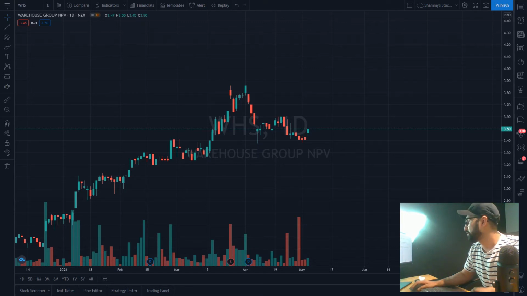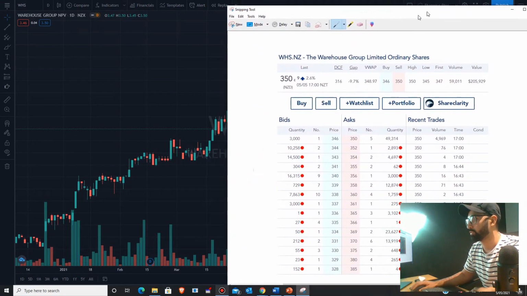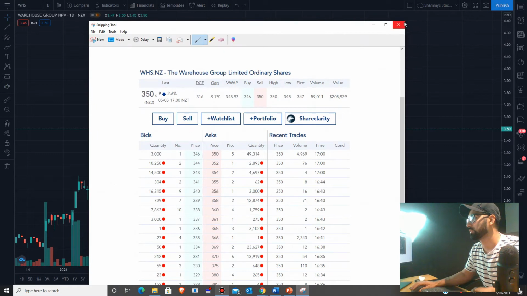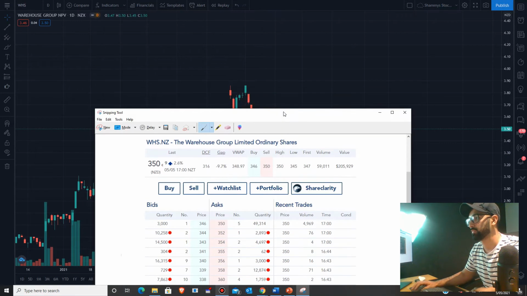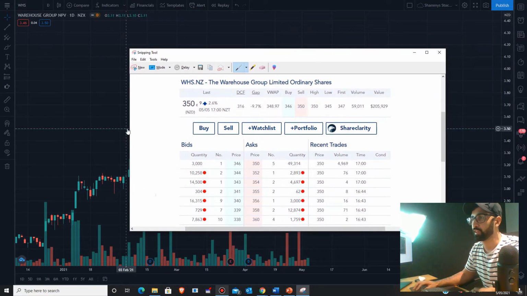Alright, I'm just taking a screenshot of market depth, because I don't want to show my account number or anything like that. It's just much easier to take a screenshot. I'll see if I can pin this to the side.